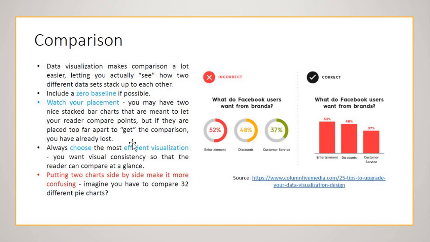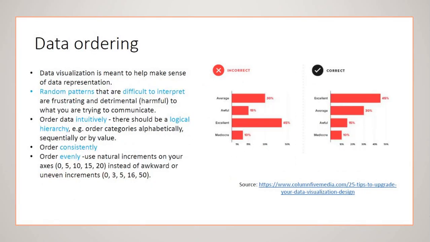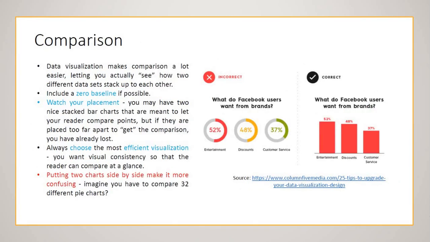You want visual consistency so that the reader can compare at a glance. Okay, putting two charts side by side make it more confusing. Okay, kalau macam ni, imagine you have to compare 32 different pie chart. Okay, kalau macam ni you ada banyak sangat pie chart suruh orang compare, dia akan jadi confusing. Okay, data ordering pun penting. Macam tadi juga, you put in descending order, yang paling tinggi kemudian rendah-rendah.